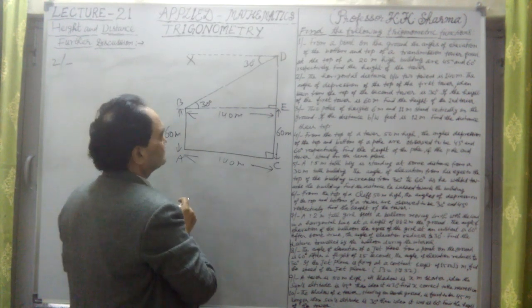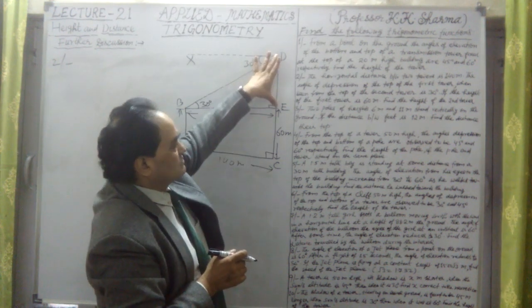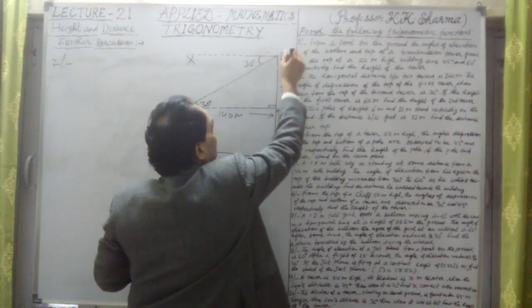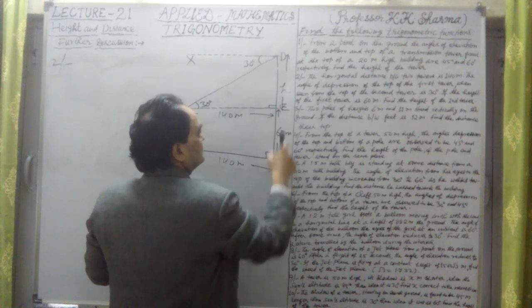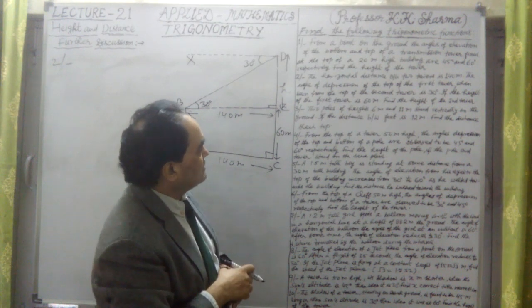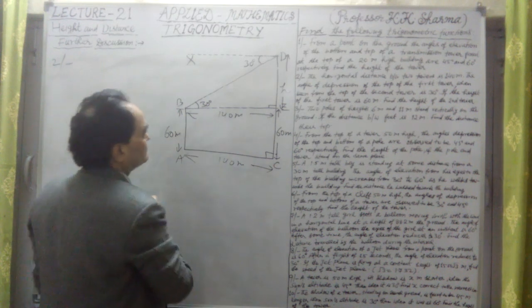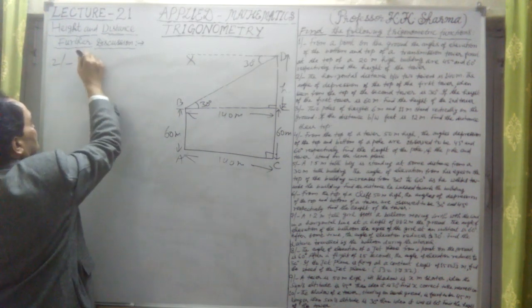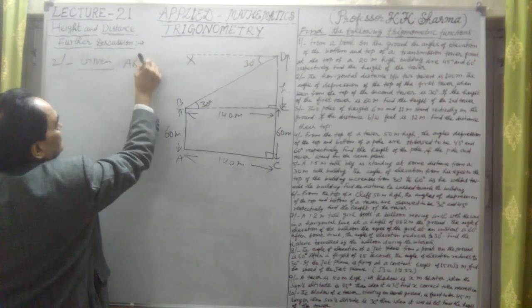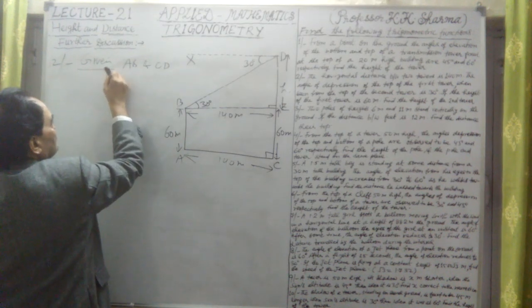Now the height of the second tower we have to find out. This plus this 60 meter will give us the height of the second tower. The height of the second tower will be EC plus DE. Only the 30 degree angle of depression is given. Let us take what is given to us. Let me write: AB and CD are the two towers.